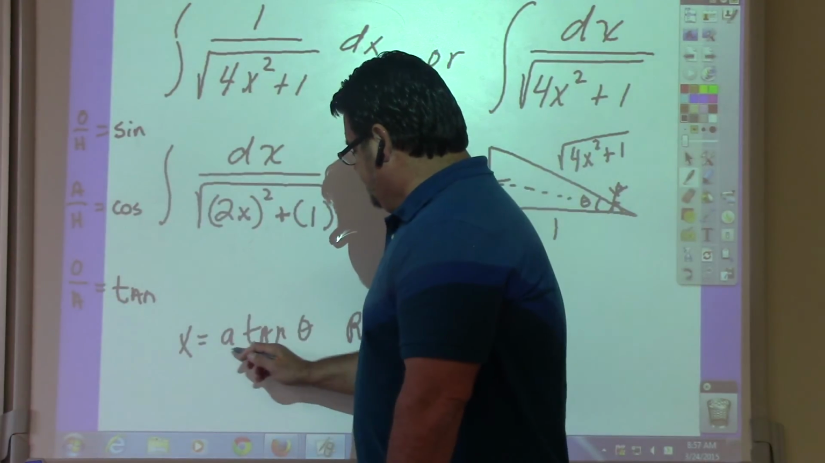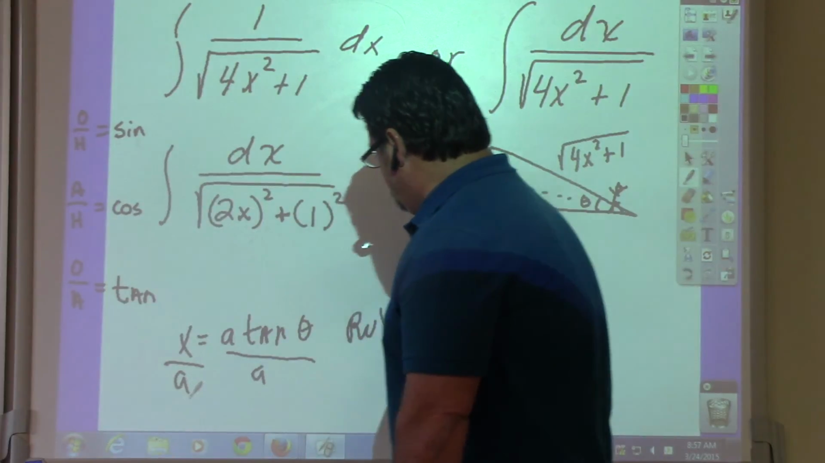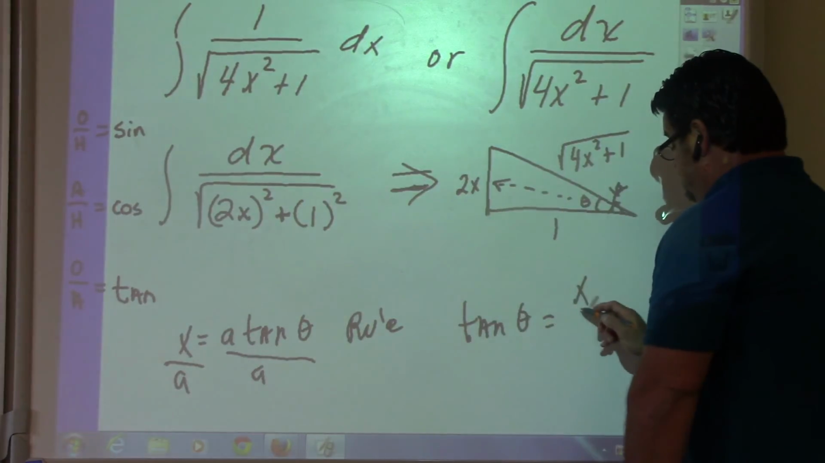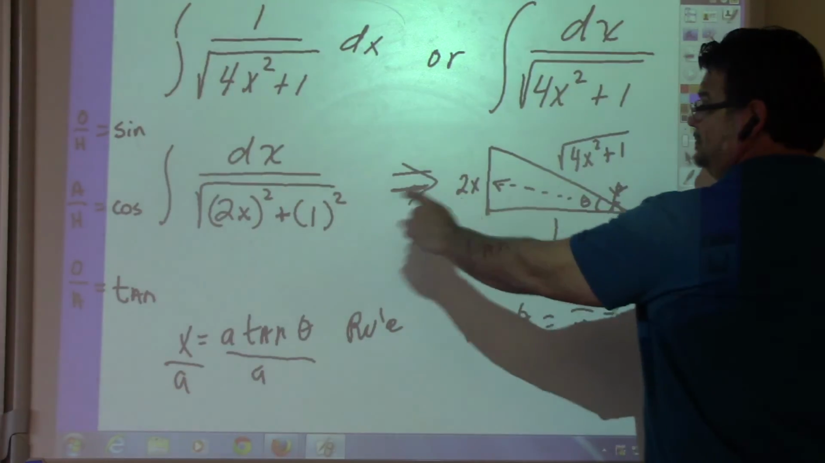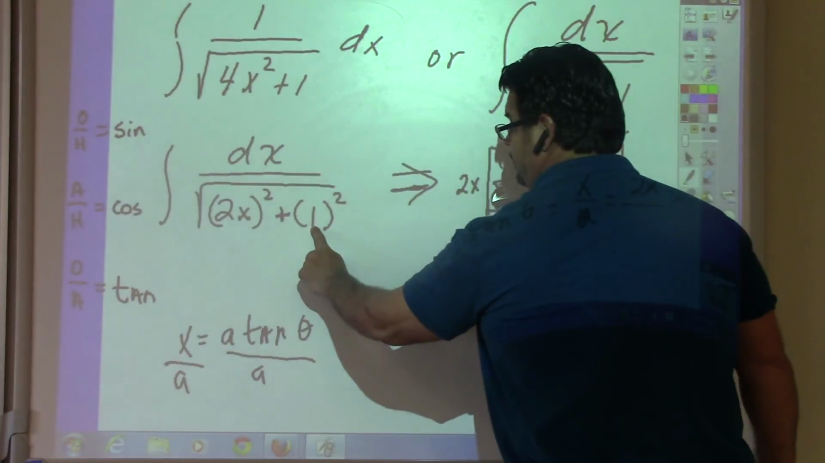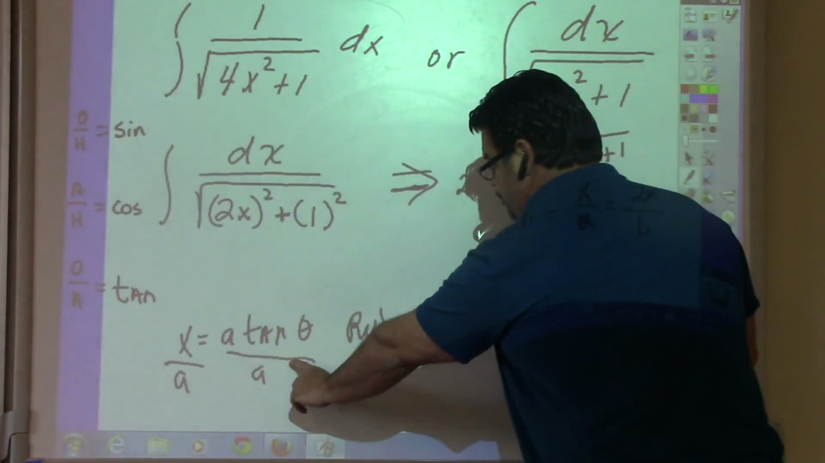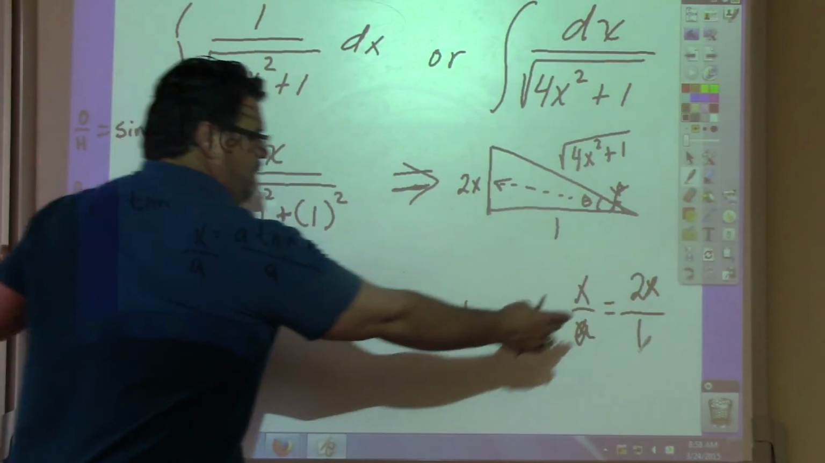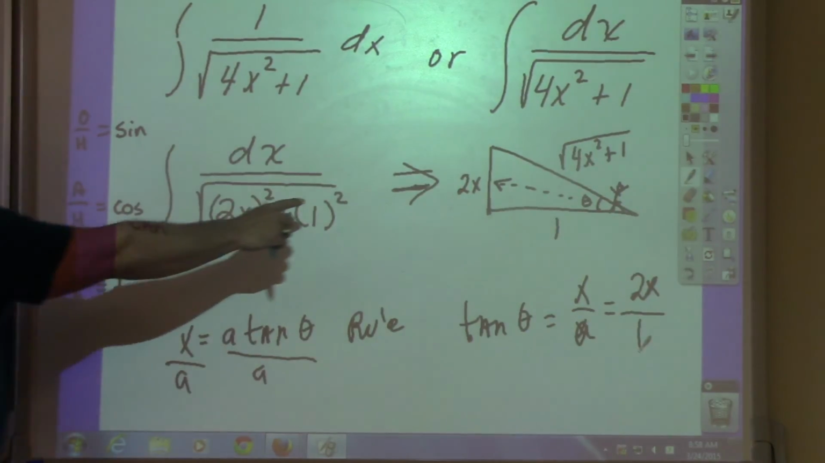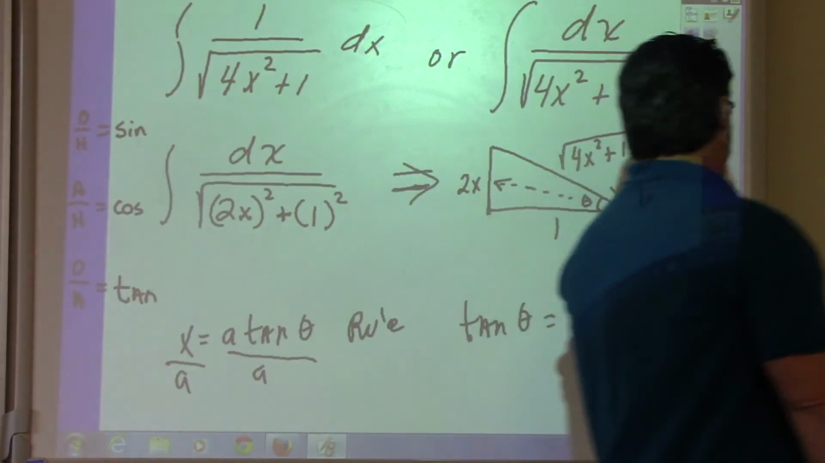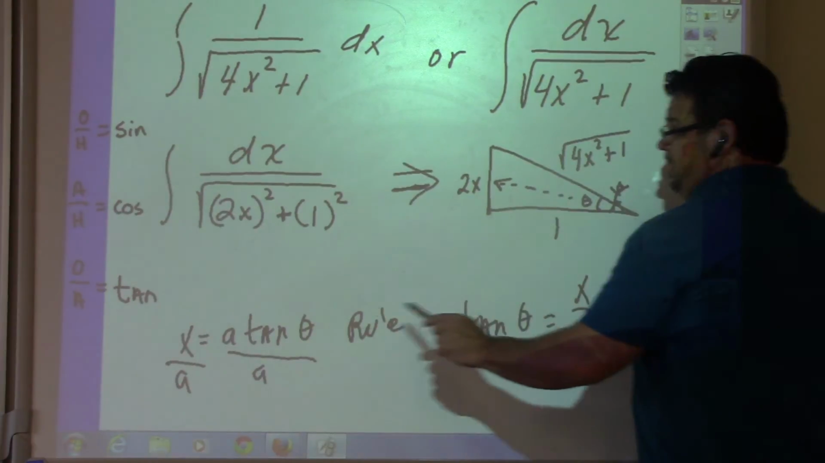Okay, so solve for tan. So by the rule, the tan of theta is equal to x over what? What is our x? I'm sorry, 2x over 1. So by your rule, you have 2x over 1. By Soh-cah-toa, what is 2x? The opposite. What is 1? The adjacent. And that's how you know, by the relationship between your x over a and your TOA.